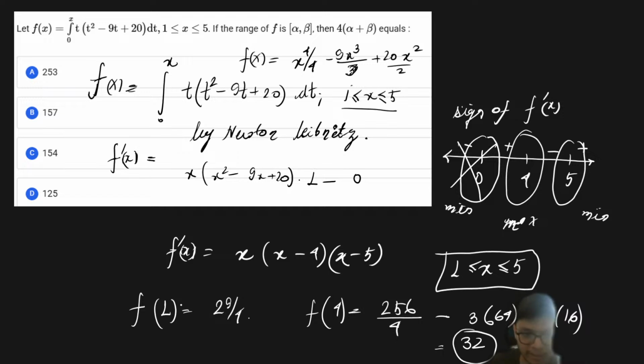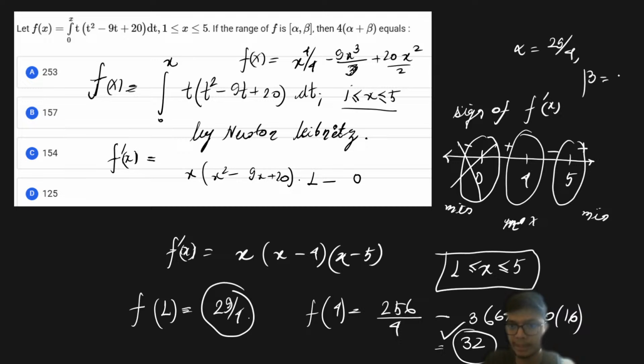Now if you find f of 5, that is basically greater than 29 by 4, so therefore the minima is 29 by 4 and maxima is 32. So therefore your alpha is equal to 29 by 4 and your beta is basically 32. So if you now add alpha plus beta and multiply it with 4, if you just do the simplification, this value is going to come out as 157. So with this, you will have option number B as the correct answer of this particular problem.